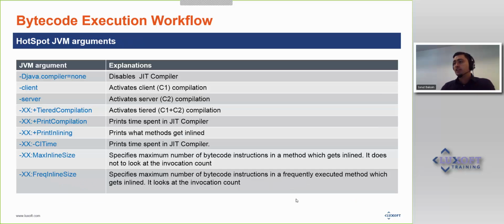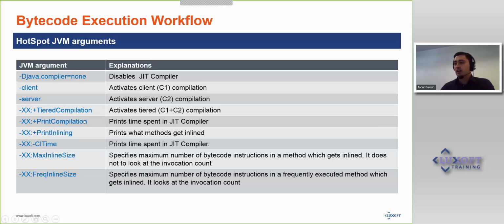Here are a bunch of the arguments used in regards with what we have discussed until now. The first one is if we are trying to deactivate the compiler, we have to use this Java compiler equals none. In this way, during the runtime, our HotSpot JVM will run using only the interpreter. For enabling the client and the server, we have -client and -server. For activating the tiered compilation, we have this TieredCompilation.